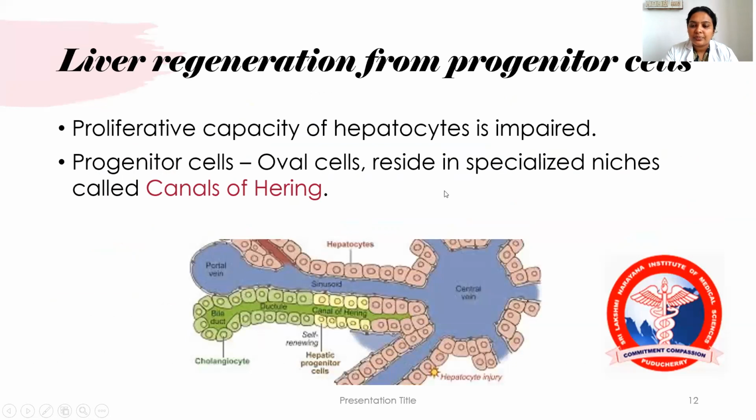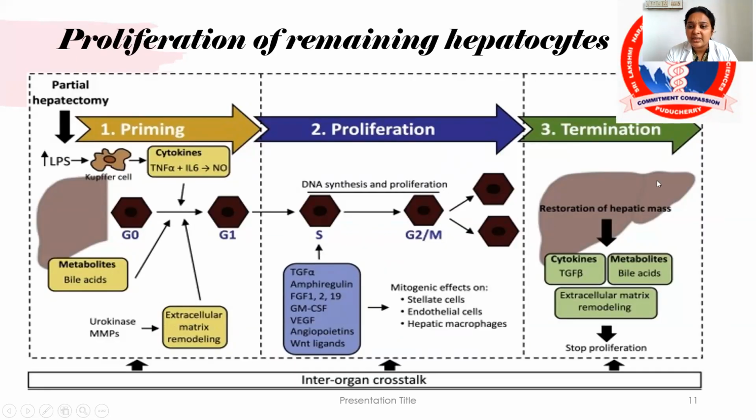So once the replication has been complete, what happens? The TGF beta will come into play. Thus, it remodels the extracellular matrix and stops the proliferation. So, these are the three phases of proliferation of the remaining hepatocytes, which include priming, proliferation, and finally termination.